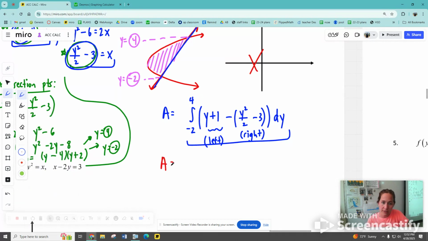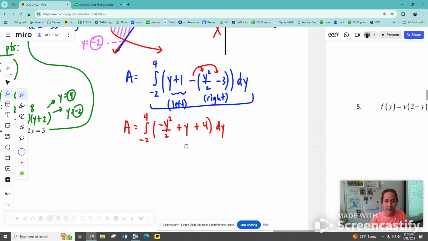So then finishing things off, feel free to pause the video here and try it on your own, and then we can meet up, see if we match up. Let's simplify a little bit. So combine some like terms. I'll have negative y squared over 2 plus y, and then it looks like 1 minus negative 3. So we'll have a plus 4 at the end of it, dy.